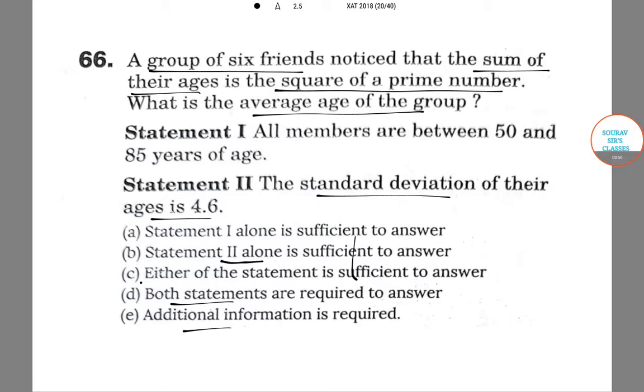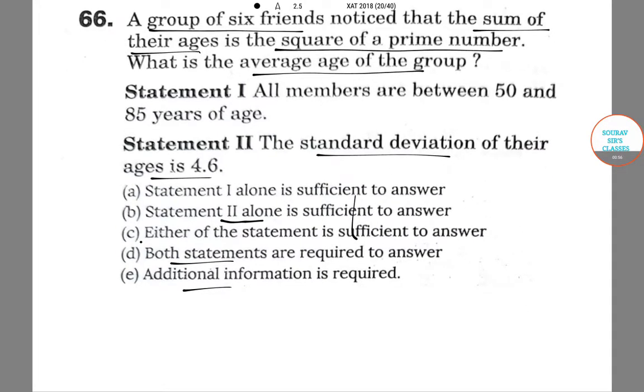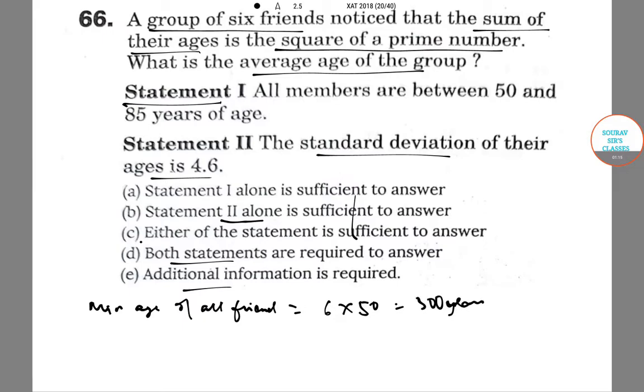So now it has been given that the sum of their ages is the square of a prime number. From statement 1, all members are between 50 and 85 years of age. So the minimum age of all friends is equal to 6 into 50, that is 300 years. Maximum age of all friends is equal to 6 into 85, that is 510 years.